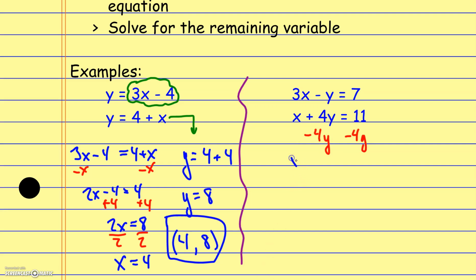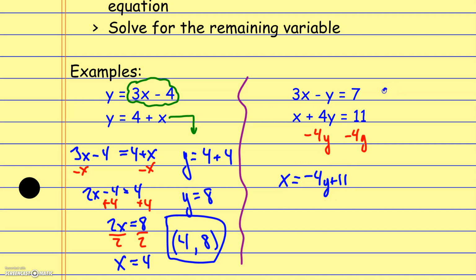And when I do that, I find out that x equals, let me give a little more space here, I find out that x equals negative 4y plus 11. And now I have an x value. This expression is my x value. x is actually negative 4y plus 11. So I'm going to plug that in for the x in my first equation.